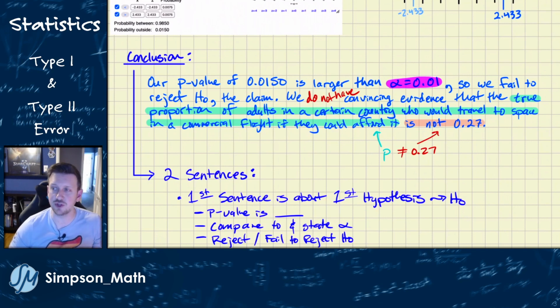So notice here I have 2 sentences. The first sentence is about the first hypothesis, the null hypothesis. So it's about whether we reject or fail to reject the null hypothesis. So what is my p-value? Compare it to my alpha, and we either reject or fail to reject the null. The second sentence should be about the second hypothesis, the alternative hypothesis. So we either have or we don't have evidence for the alternative.